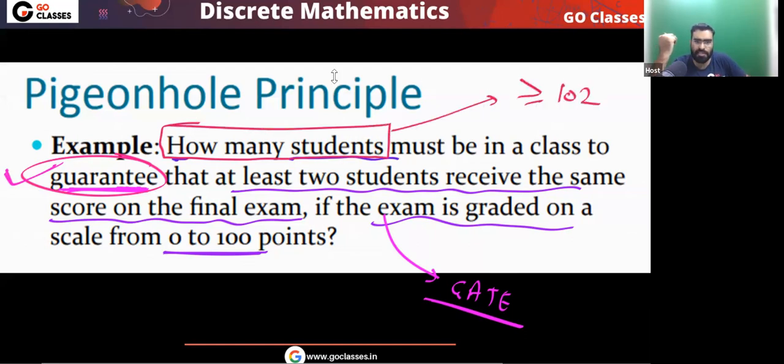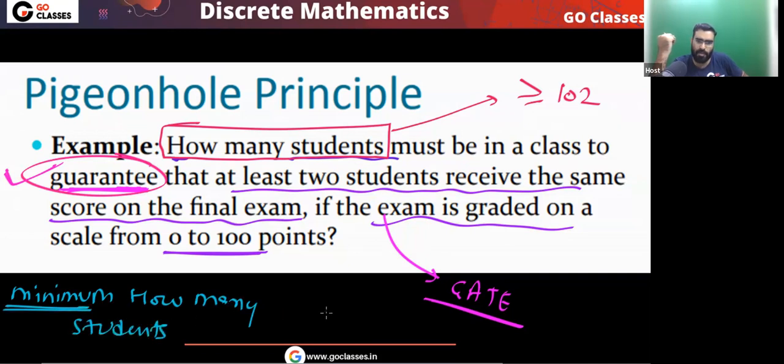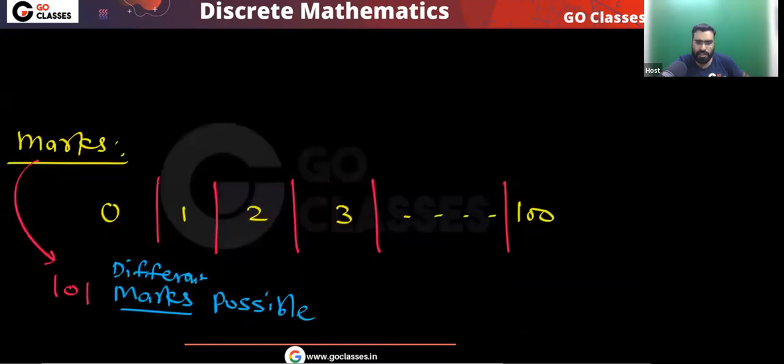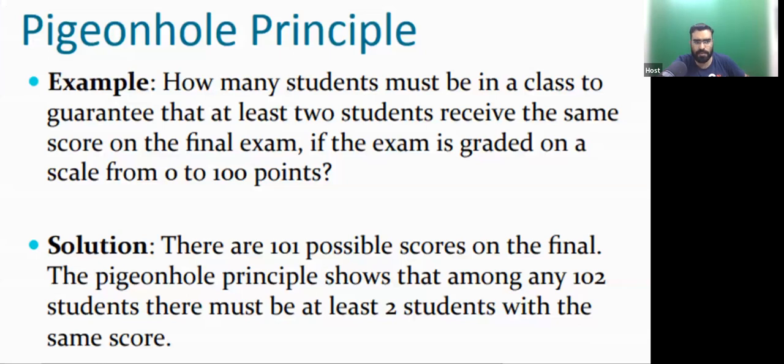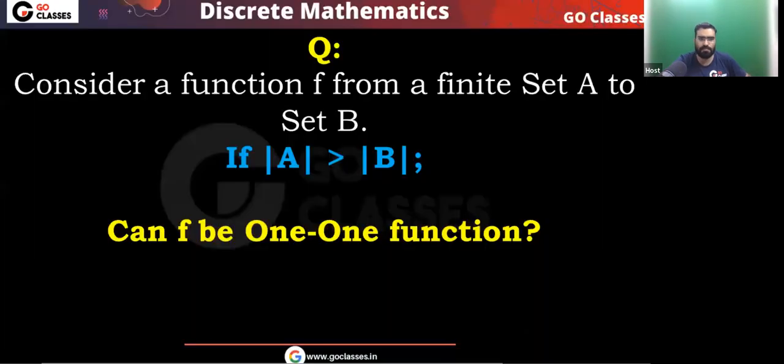Now, if the question is asking for minimum how many students to guarantee, the answer will be 102. Is this point clear? Okay, very simple question, right? So are you finding this pigeonhole principle very simple? This is a very simple principle, the pigeonhole principle.